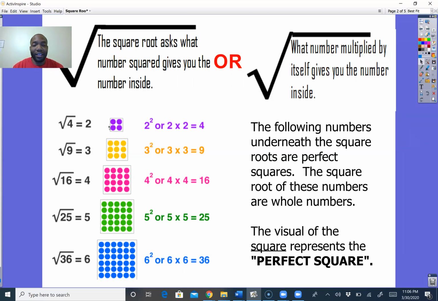Okay, and y'all can see the square here, right? So the square root of 9 is 3. Why? Because 3 squared is 9, or 3 times 3 is 9, because the square root asks what number squared gives you the number inside. Right? So square root of 16 is 4, 25 is 5, 36 is 6. We call these, let me get over here, the following numbers underneath the square root are perfect squares. The square root of these numbers are whole numbers, or we can call them integers. But we're going to say whole numbers because integers can be negative numbers.